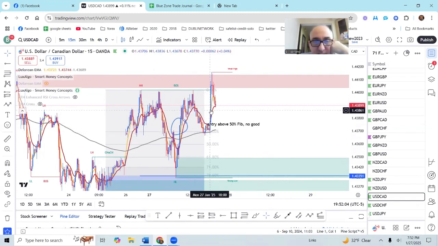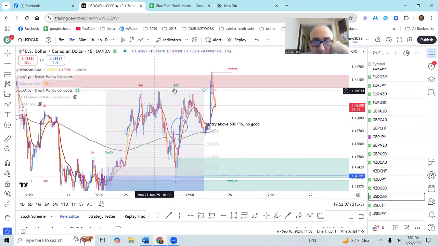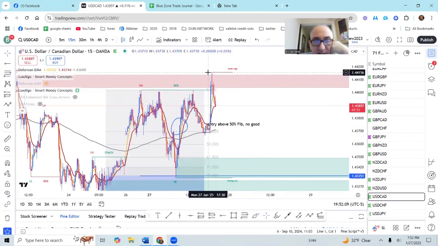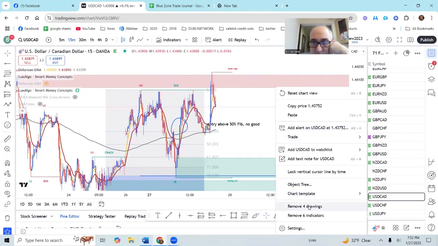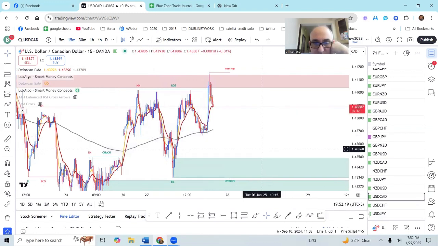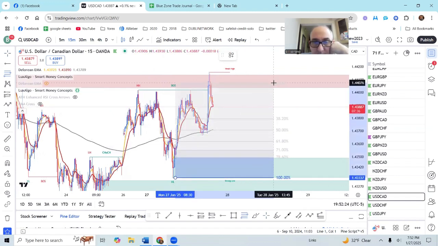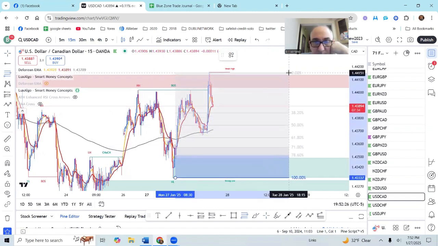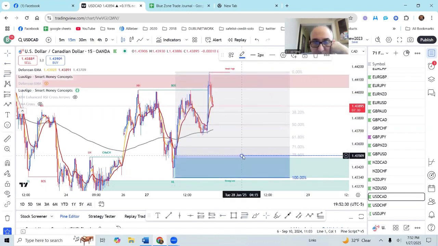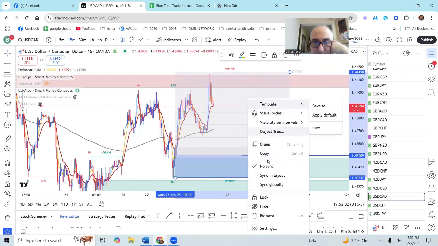However, as you could see here, price has moved up. We do get a break of structure to the upside here now. And we have a new order block down here. So we have a new fib zone. So we're going to remove the drawings here, and we're just going to draw out the fib zone from here up to here, and wait for price to come back here to the 78.6 retracement.